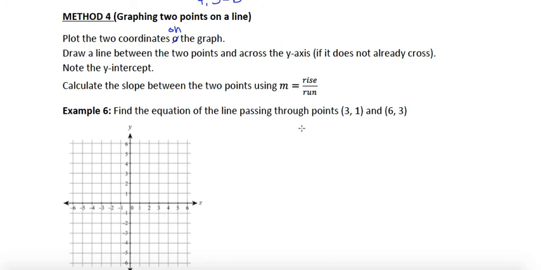So we're going to plot the points 3, 1. So I'm going to go across to 3 and up to 1. And then I'm going to plot the point 6, 3. So I'm going to go across to 6 and up to 3. So I'm going to connect these 2 points, but I'm also going to extend it so that it crosses through that y-axis as well.